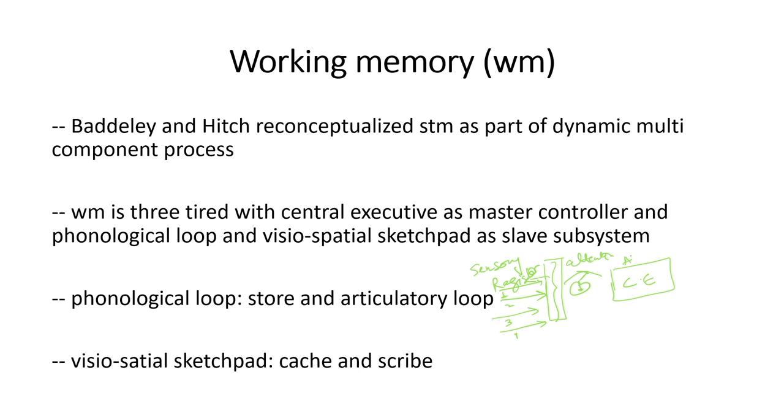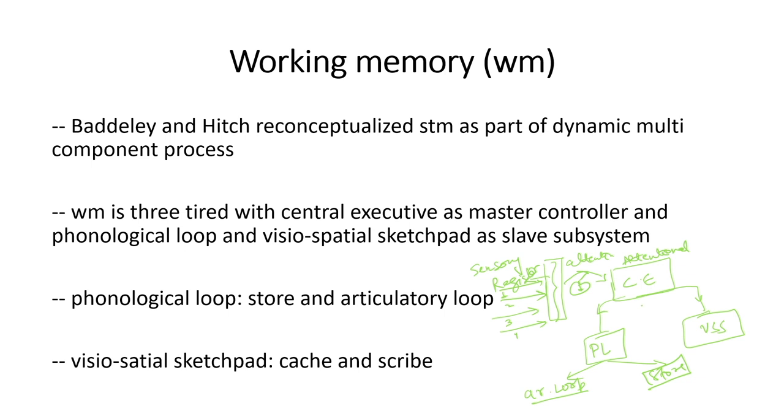The central executive is an attentional system. It works like a supervisor or manager in a company, whose job is to manage work rather than do the work, and it sends this information to two slave systems. So, the central executive takes information from the sensory register and passes it down to the two slave systems: the phonological loop and the visual spatial sketchpad. The phonological loop is divided into two subparts: you have the articulatory loop and you have the store.